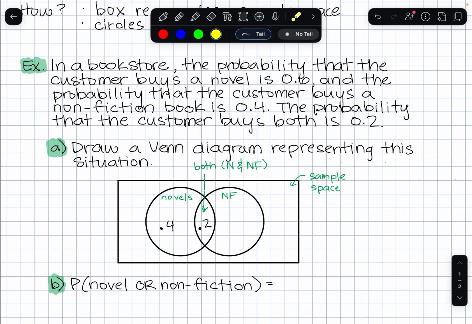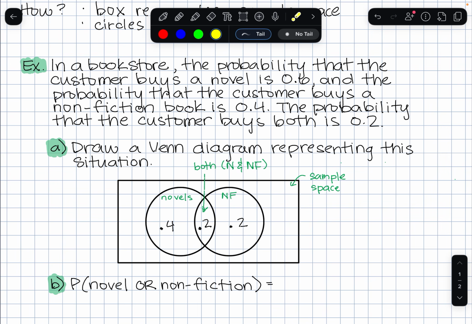A similar thing for the next bubble. So this nonfiction probability is 0.4. So this whole bubble is 0.4, and 0.2 of it is already spoken for, so that leaves 0.2 for this section. And you'll notice if I look at the novel circle, I add those numbers, I get 0.6, which is here. If I look at the nonfiction circle, if I add those two numbers, I get 0.4, which is here.